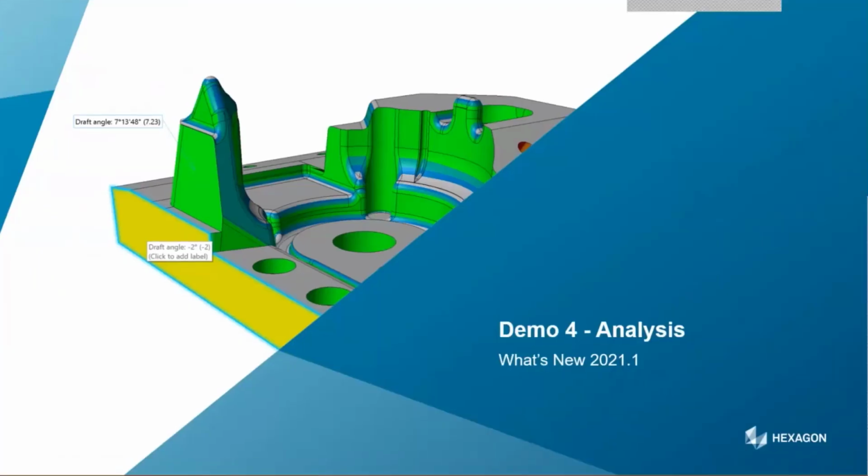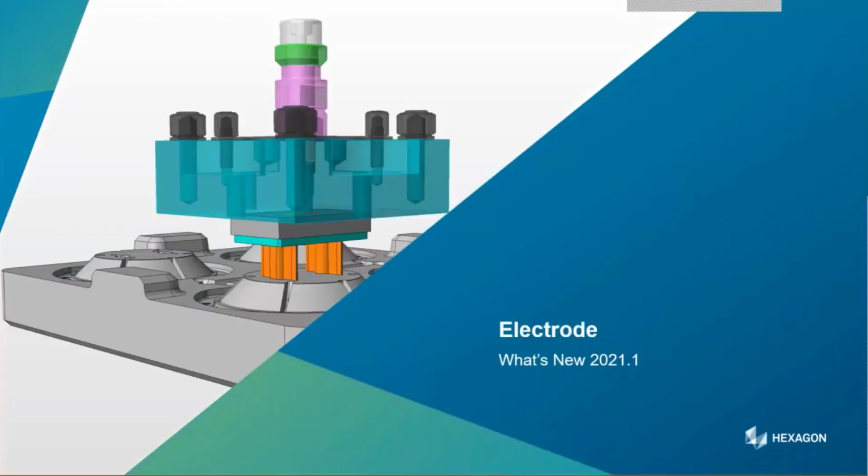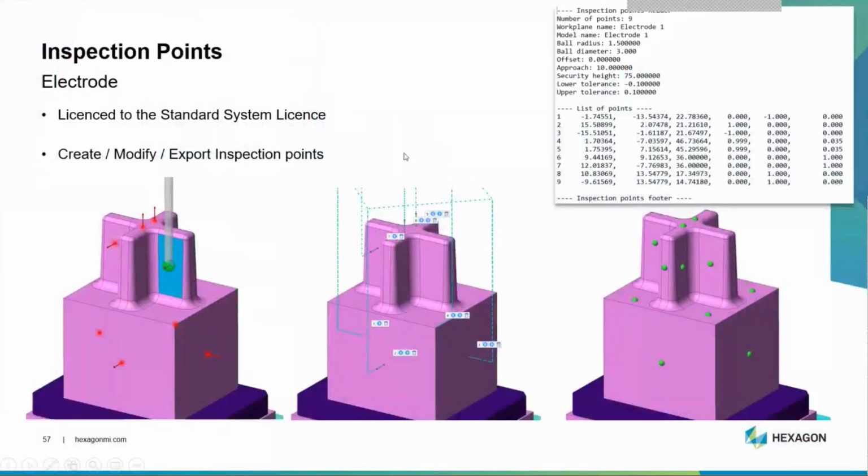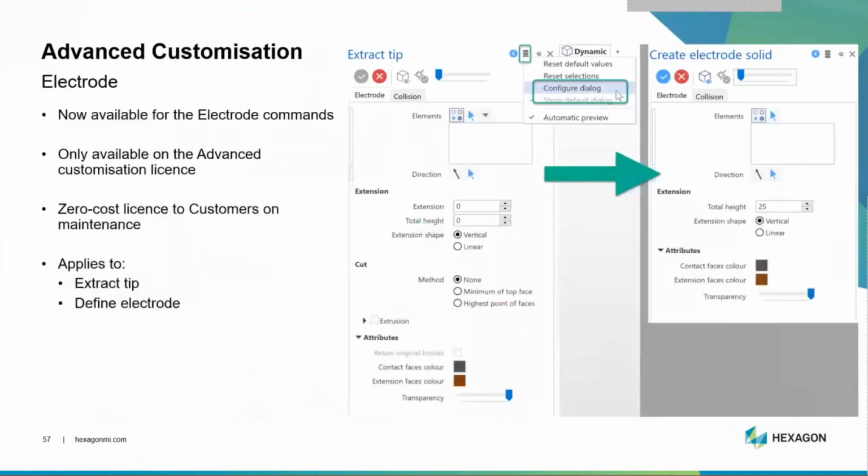Okay, so that was a nice short section. Moving on, we've got our electrode enhancements. Okay, so we have the ability to create inspection points. Now, this is not an electrode-specific enhancement. This is licensed to the standard system license, and you can create inspection points on any bodies. We've created it specifically for the electrode, but it is not limited to electrode bodies. So we can now create, modify, and export inspection points in a number of different formats.